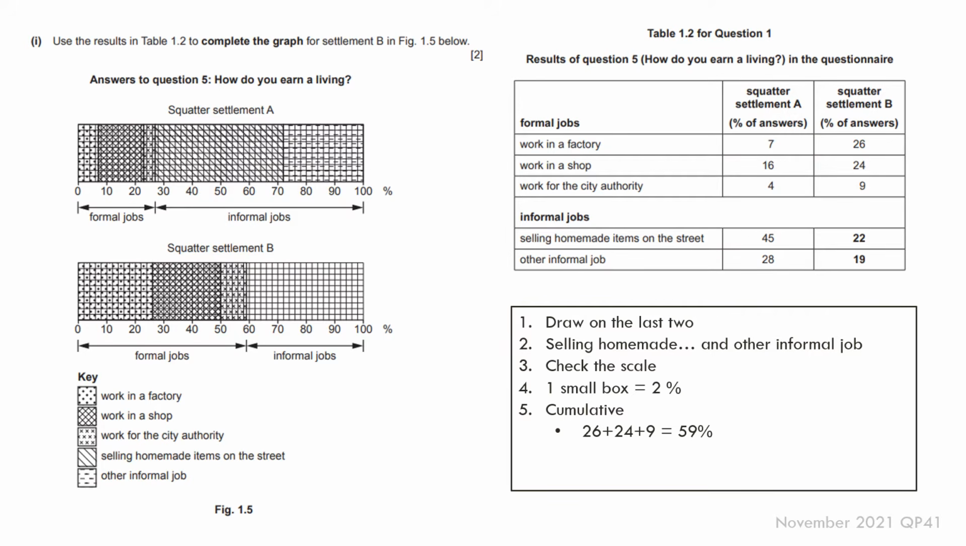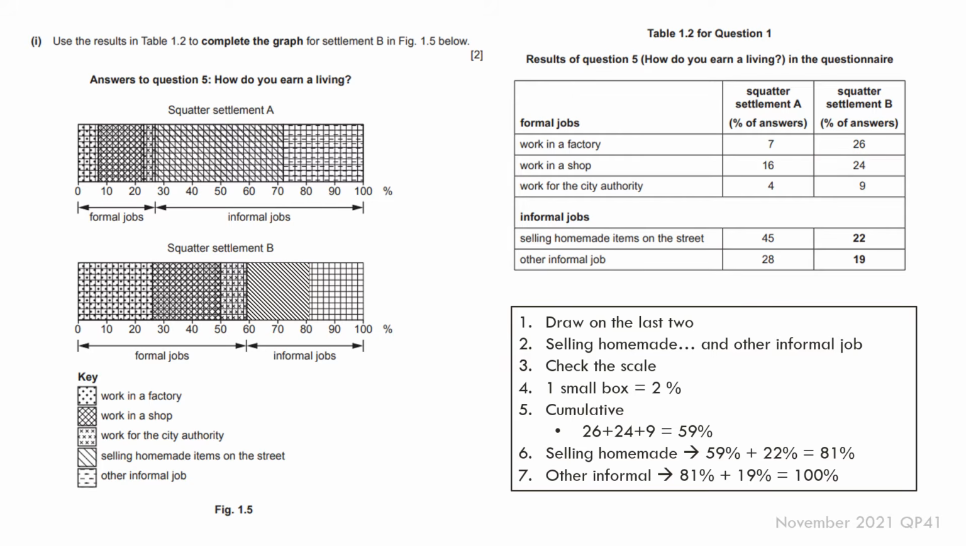Yep, that correlates. And so selling homemade, I'm going to add 22% onto the 59 to take me up to 81%. And then obviously 81 plus 19 for other informal job is 100%, and that takes me up to the end of the graph. Remember, copy the key exactly. I cannot use it in the various settings on PowerPoint, but hopefully you get the idea now.